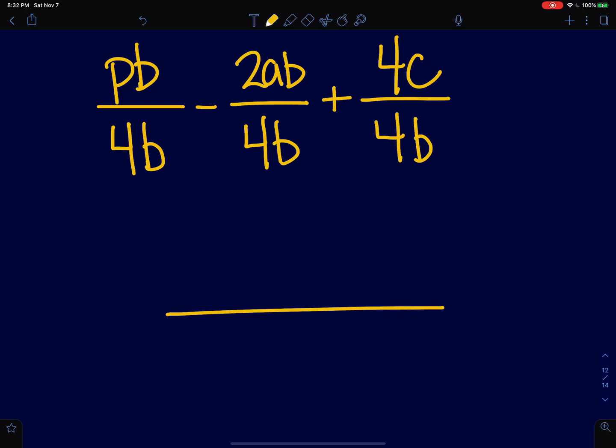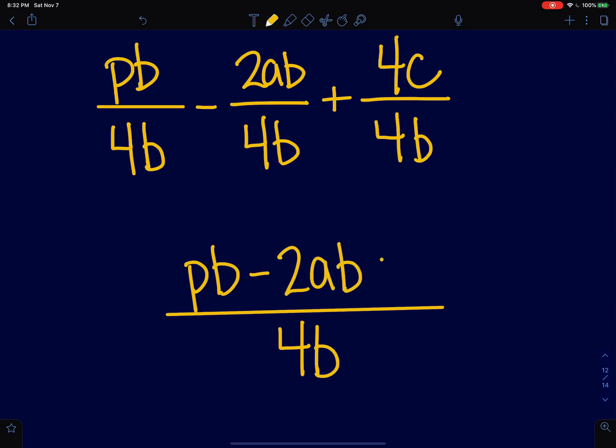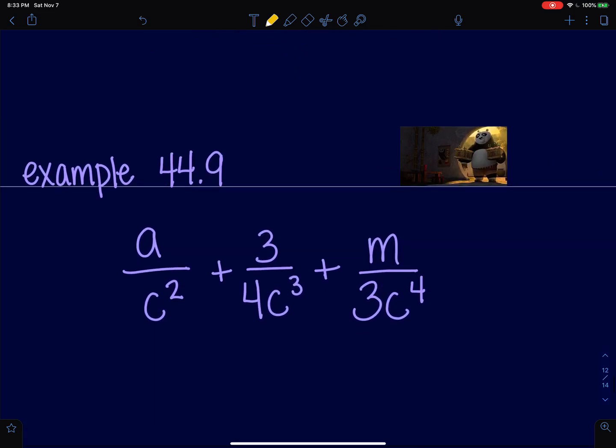The bottom is going to be the same bottom, 4b. The top is going to be pb minus 2ab plus 4c. Is that what they got in the book? Please tell me it is. Yes, it is. Woohoo! All right, last one.